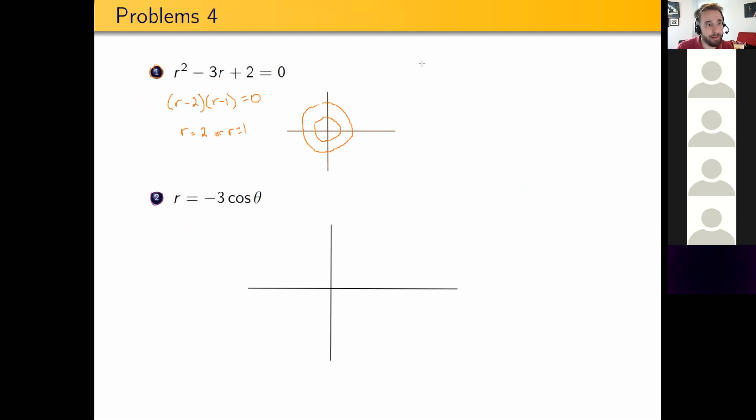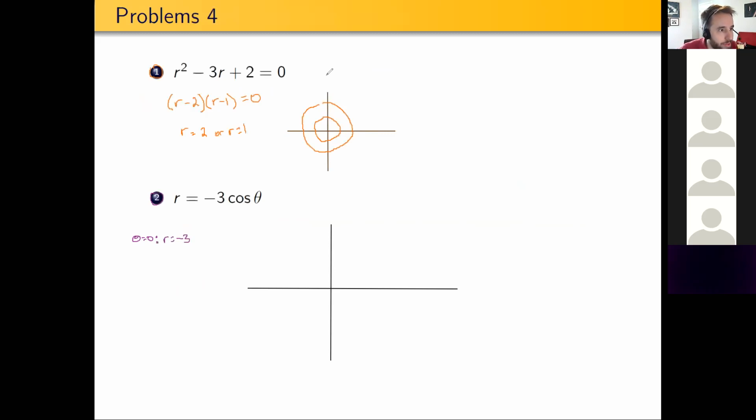One is to plot points, right? And we've been doing this since we learned how to plot anything in the xy plane. I can plug in some theta values, figure out what the corresponding r value is, and plot that. And so let's do that for a couple of points, right? So if theta equals 0, then r equals -3 times cosine of 0. So that's just -3 times 1. So that's just -3. So when theta is equal to 0, r is equal to -3.